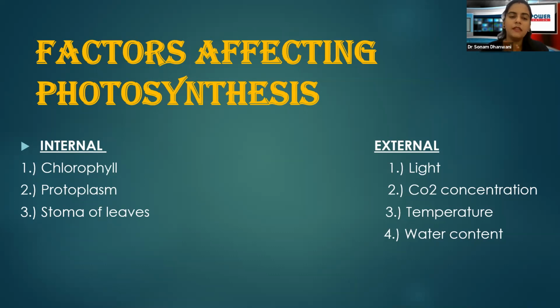अभी internal में क्या क्या है अंदर, chlorophyll है सबसे पहले, then cell के अंदर का protoplasm होगा, correct? What is a protoplasm? Protoplasm is nothing but nucleus and the cytoplasm together, okay? And then we have the stoma of leaves. And external factors में, okay, let's go to external later, पहले internal finish करते हैं. So internal में chlorophyll, ठीक है?